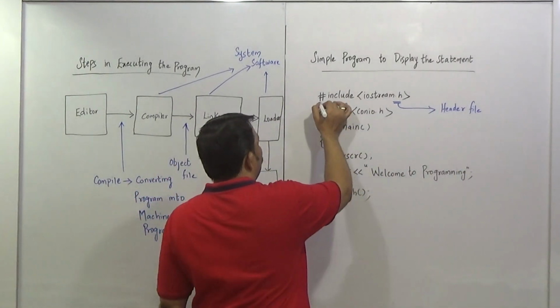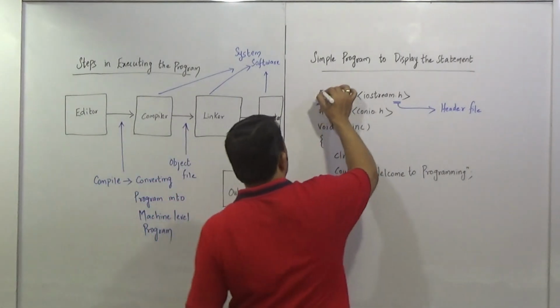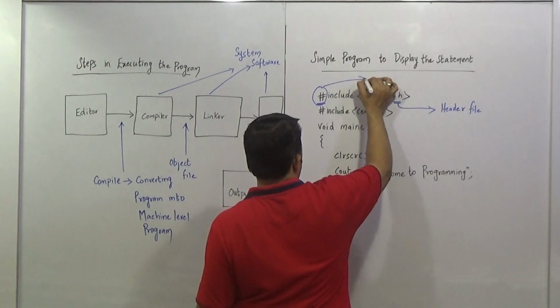Now first we'll start with this hash symbol. The hash symbol denotes that this is a preprocessor statement.